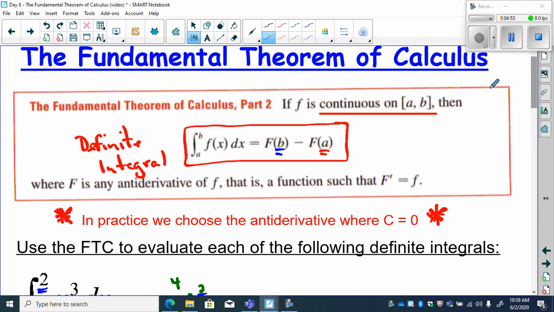Couple things to note. The function has to be continuous from a to b, and we'll talk about that in the next video. So before I go on and do any more definite integrals, I want to show you how this connects to what we did yesterday.